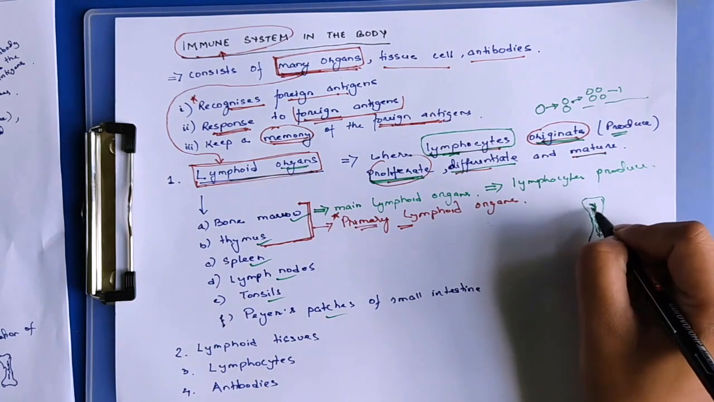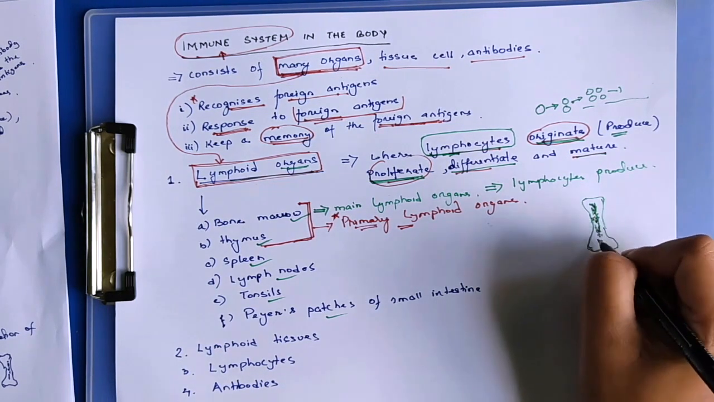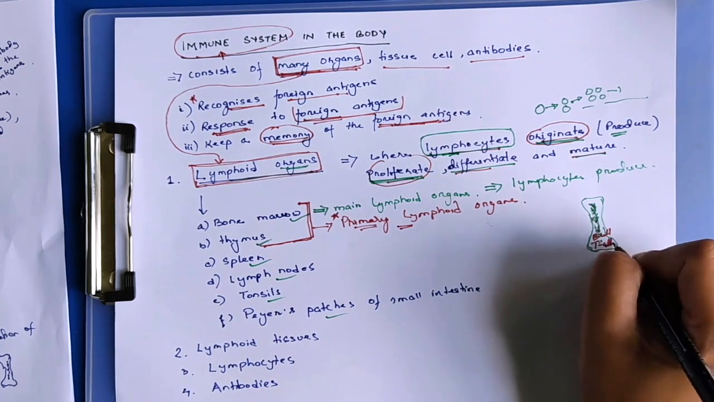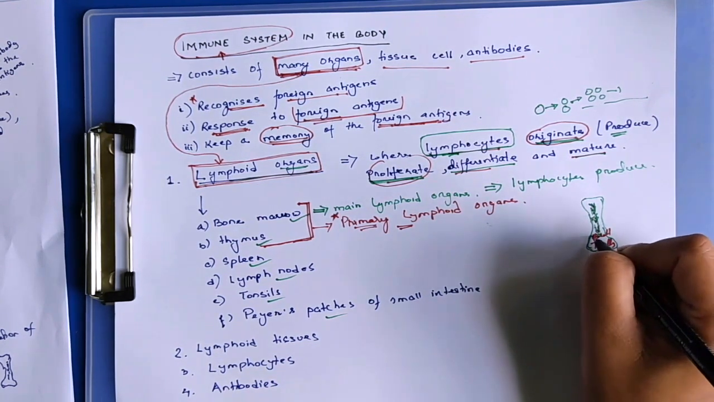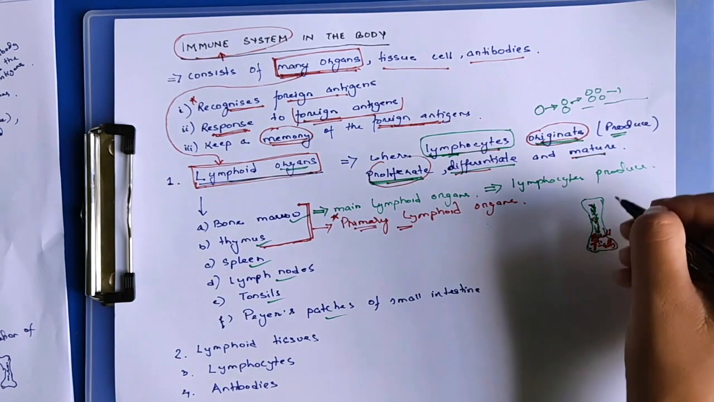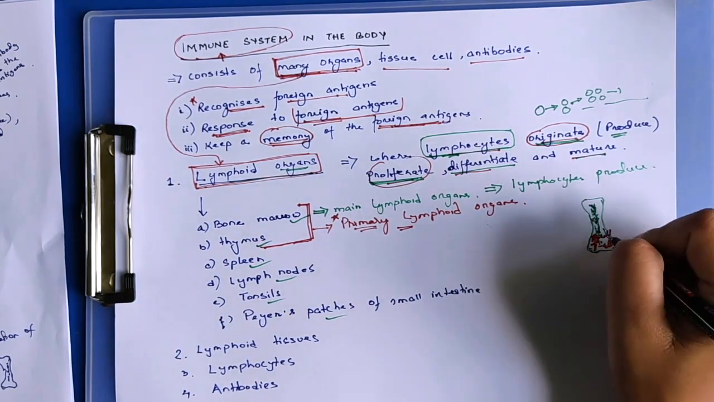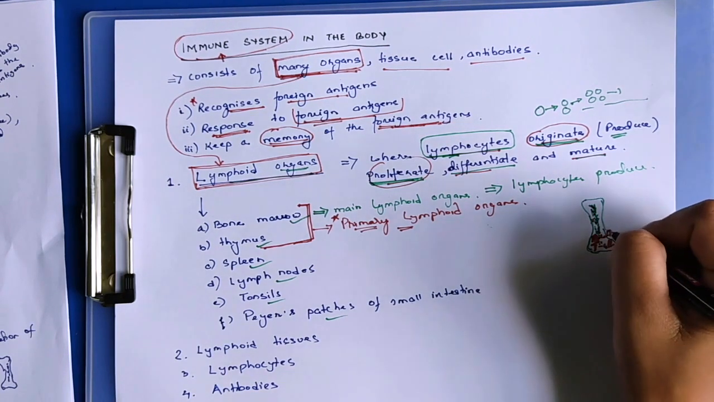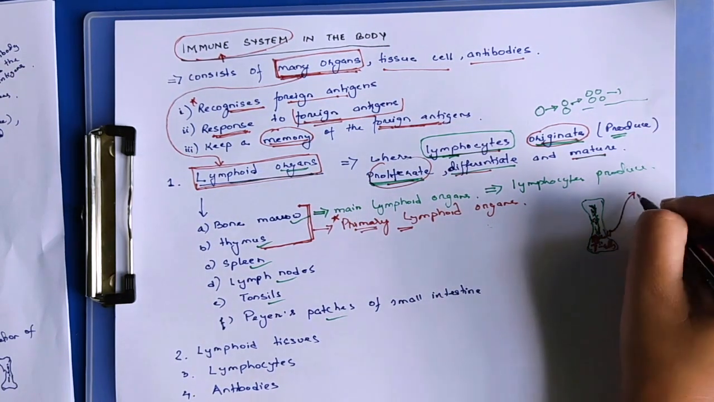In the bone marrow, lymphocytes will be produced, both B lymphocytes and T lymphocytes. The T lymphocytes produced in the bone marrow will proliferate and be sent to the thymus.